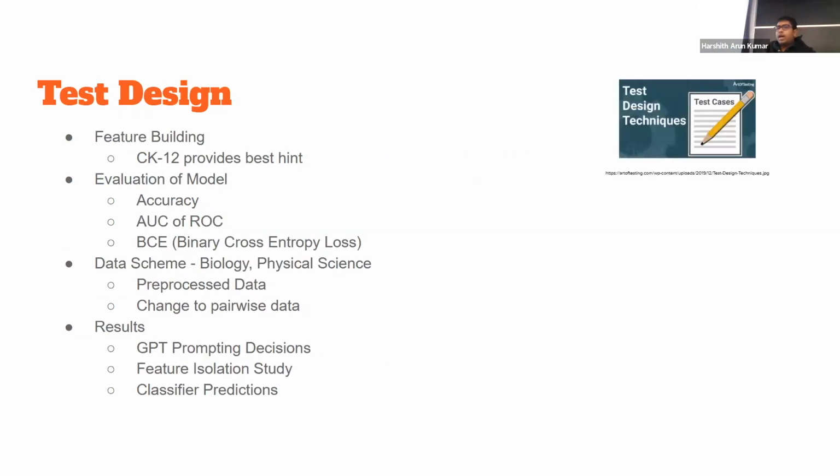And this is just more of how our data looks like. It's a summary of whatever I spoke about right now. The testing design here has the accuracy, and then we have the AUC, and also the binary cross entropy loss, which we report.